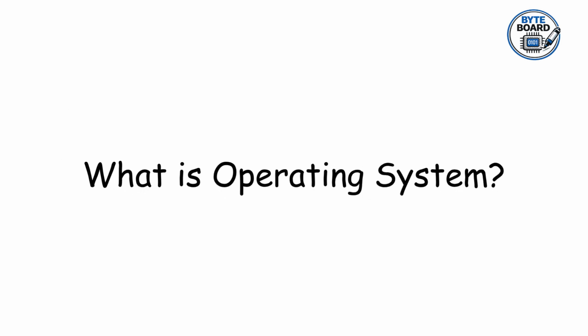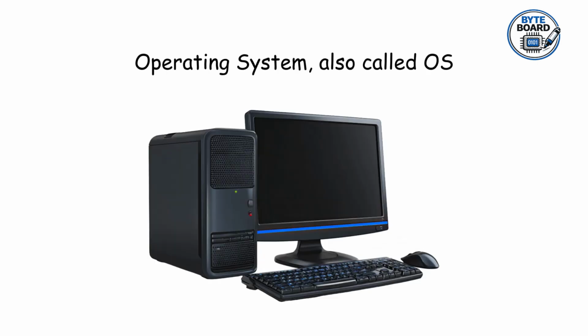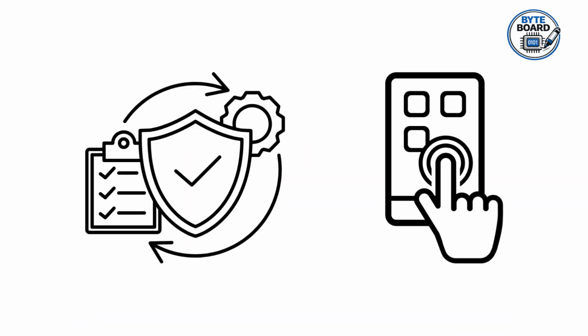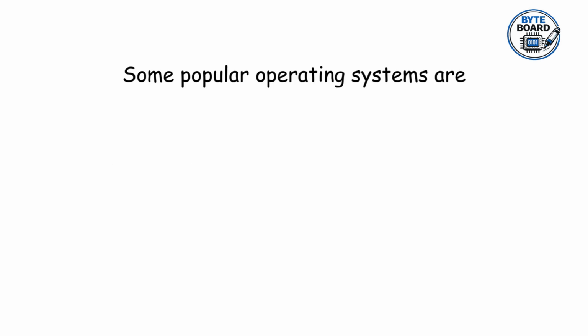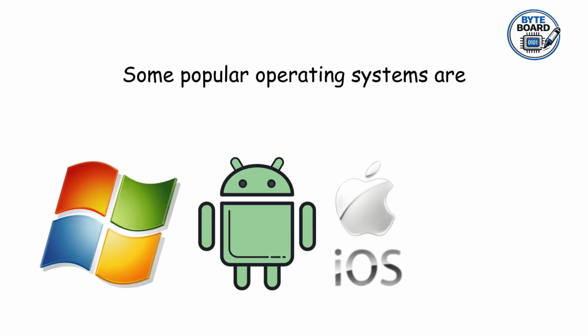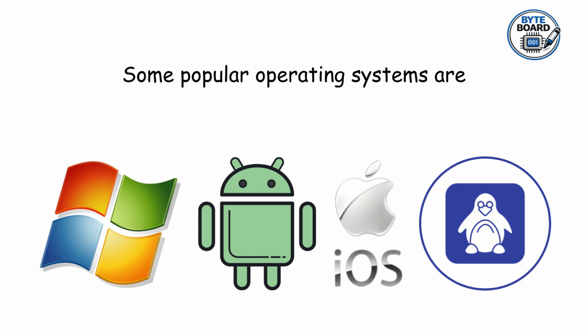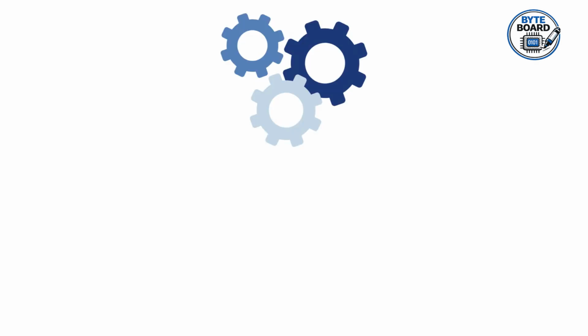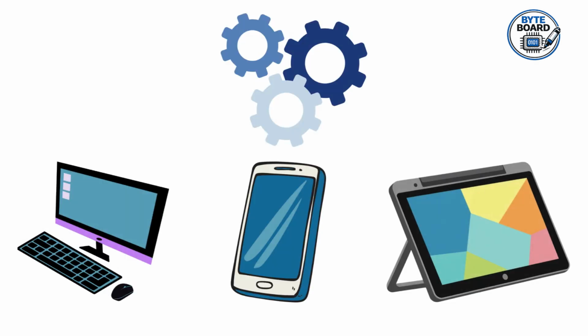What is an operating system? An operating system, also called OS, is the main software of a computer. Think of it as the boss of your system. It manages everything and allows you to interact with your device. Without an operating system, your computer is useless. Examples of operating systems: some popular operating systems are Windows, Android, iOS, iPhone, Linux. These systems control different devices like computers, phones, and tablets.